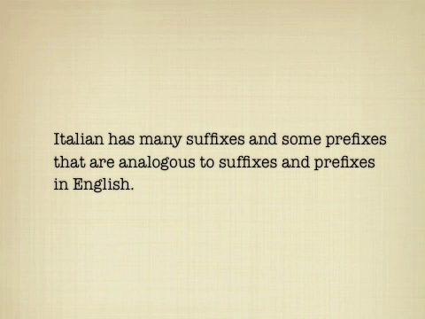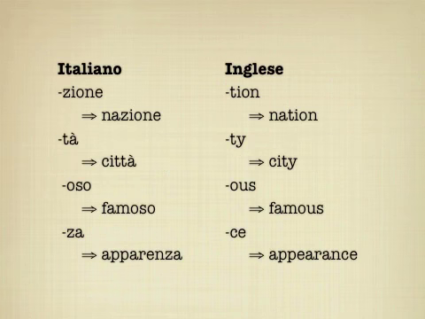Italian and English have different but analogous suffixes, some of which are listed in your book. For instance, the suffix "zione" corresponds to the suffix "shen" in English, etc. Your book lists some patterns on pagina 19 that you can use as guidelines, but do be aware that these don't hold in 100% of cases.